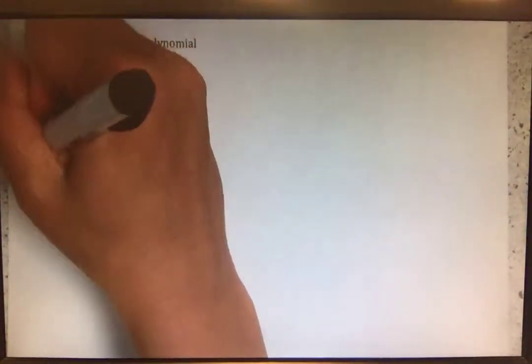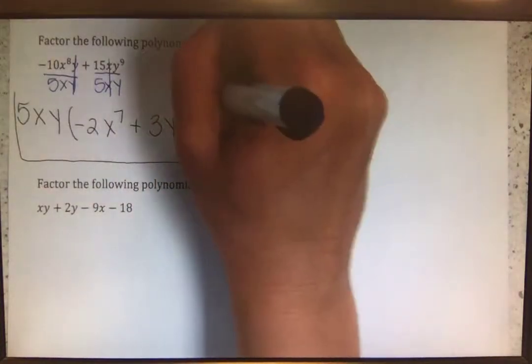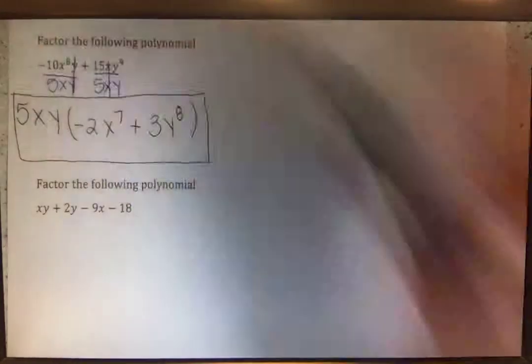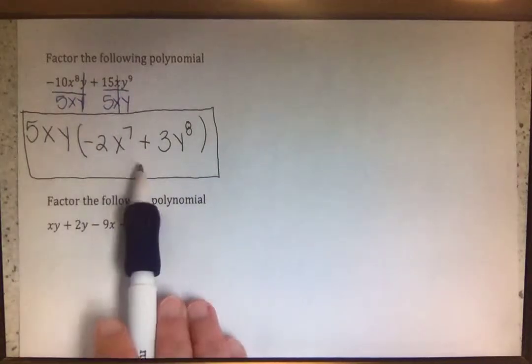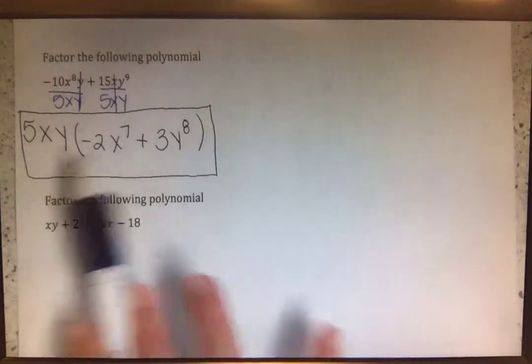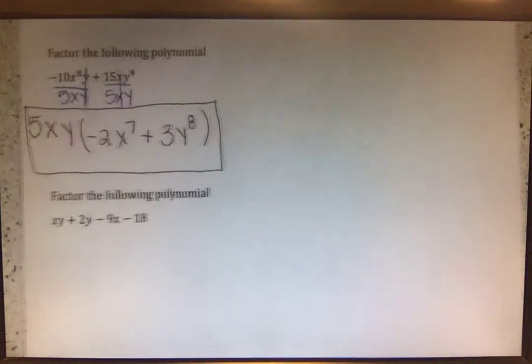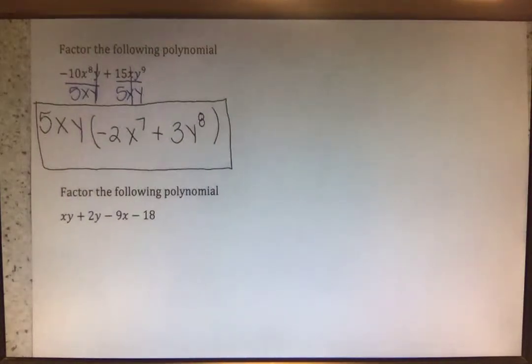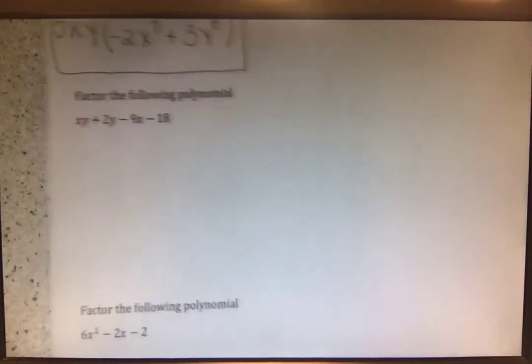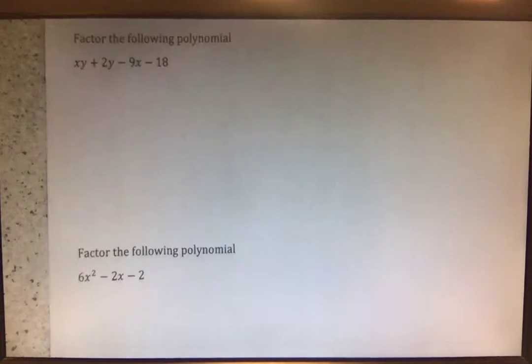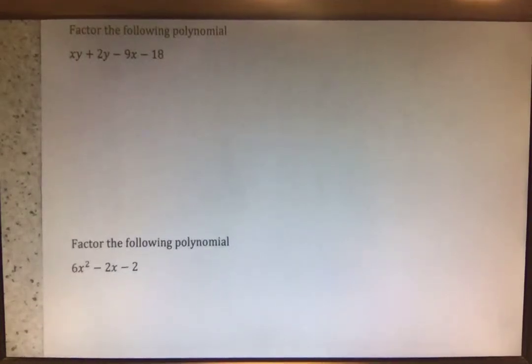So we have 5xy times negative 2x to the 7th plus 3y to the 8th. 5xy is one factor, negative 2x to the 7th plus 3y to the 8th is another factor. Multiply those two factors together, we'll get back to our original problem. The next example says factor the following polynomial. We have xy plus 2y minus 9x minus 18.